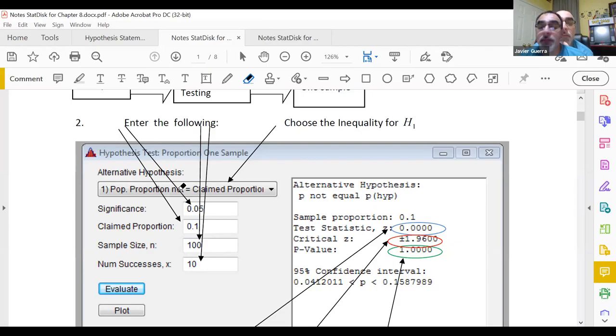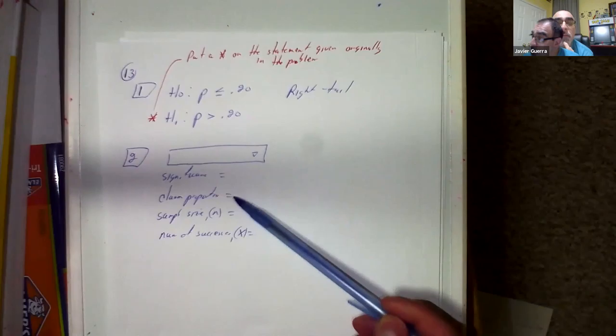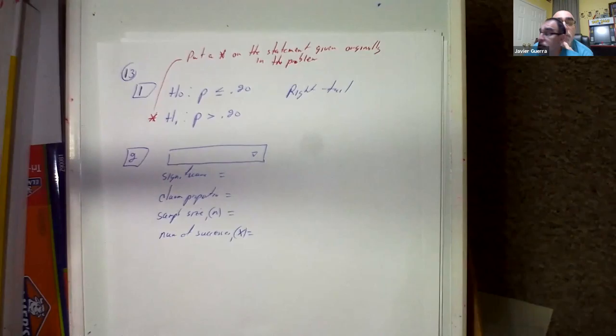And then I'm going to put above that a little menu box. There's going to be a little menu key I'm going to show you in a minute, what to look for. All right, so this is what we're looking for. We're looking for these four things in the problem. Let me share it with you. For step two, we're looking for significance, claim proportion, sample size, number of successes. You're going to be doing this in section 7.2. They're all going to be like this. We've got to find these four numbers.